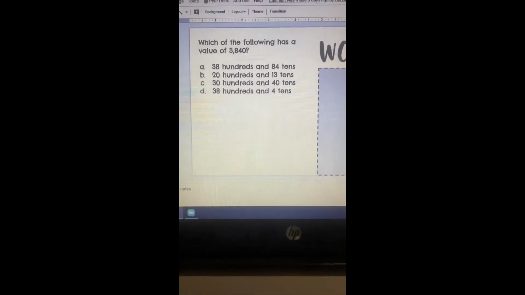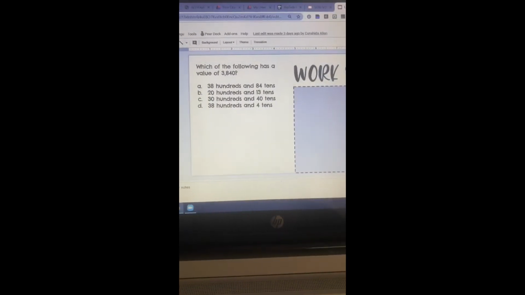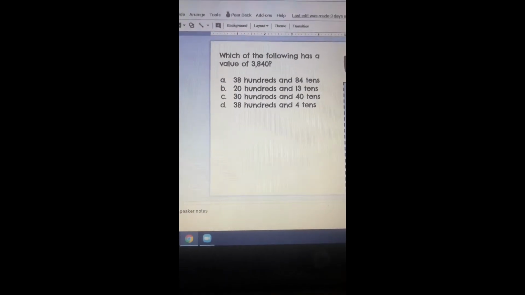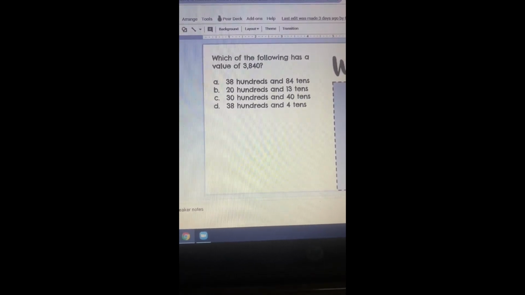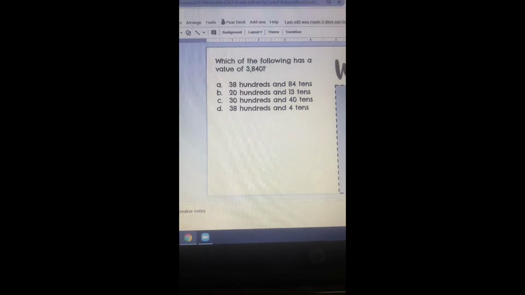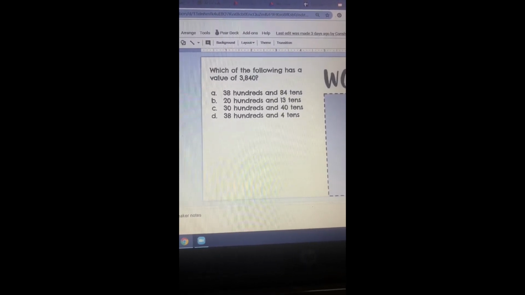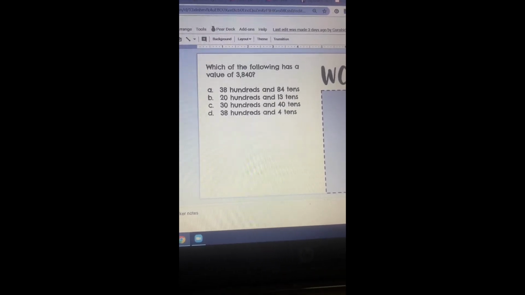All right, give me just a second to wipe off my board. Guys, this problem will be similar to what you have on your practice today. Which of the following has a value of 3,840? This will also be something very similar to what you will do in 4th grade. I've spoken to the 4th grade teachers, and what they expect is for you to write out what you know. 3,884 tens is A.